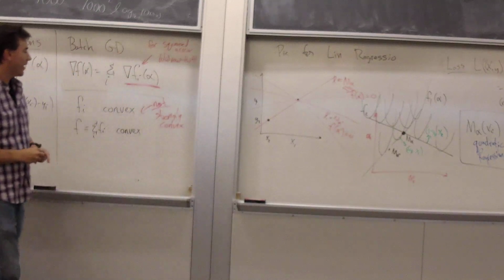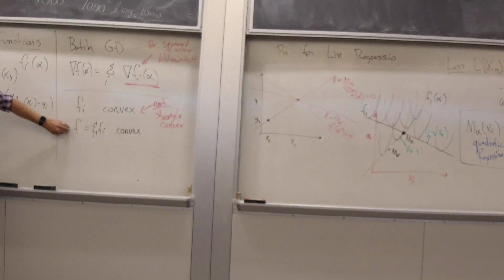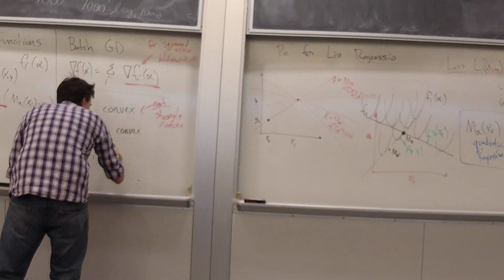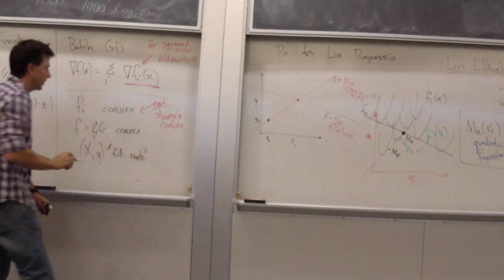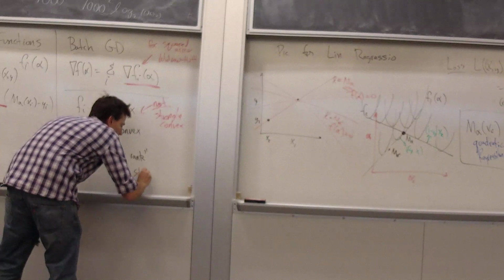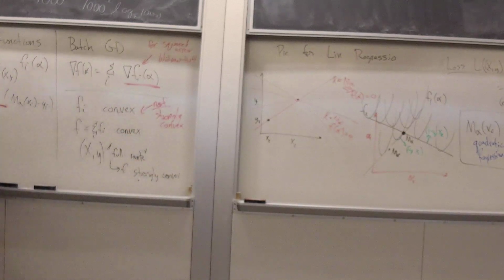Okay, so if I add together a bunch of weakly convex functions that are not strongly convex, they're probably going to be convex. And in general, this will be true if the data points are full rank. Okay, so if basically x, y is full rank, then f is going to be convex. It's going to be strongly convex.